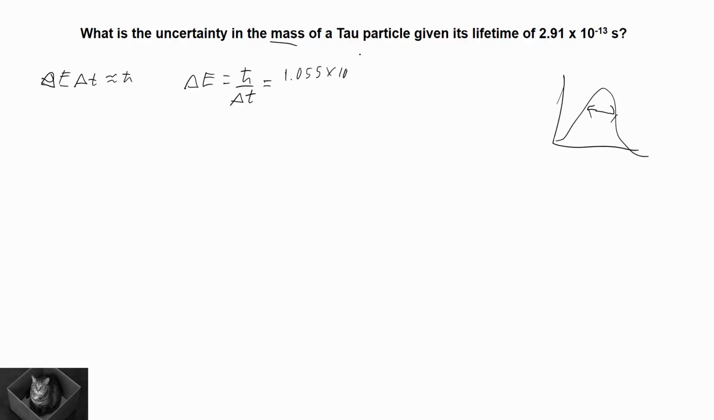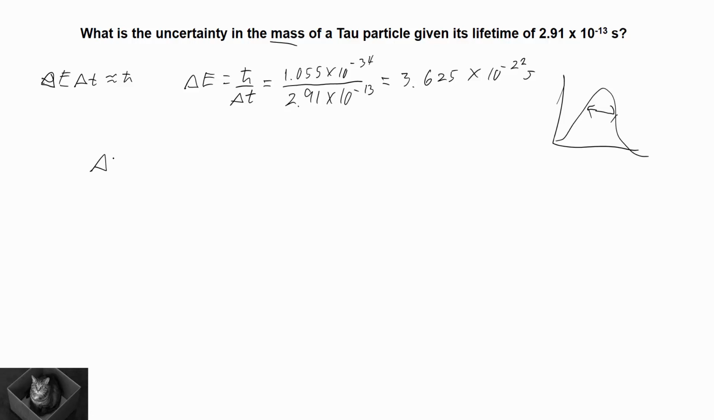All right, so we plug in our numbers here, 1.055 times 10 to the negative 34th, over the uncertainty in time. So this is the average or mean lifetime, but it could decay kind of anywhere in that range. So we just consider the mean lifetime to be the uncertainty in the time. So 2.91 times 10 to the negative 13th, and that gives us an uncertainty in the energy of 3.625 times 10 to the negative 22nd joules.